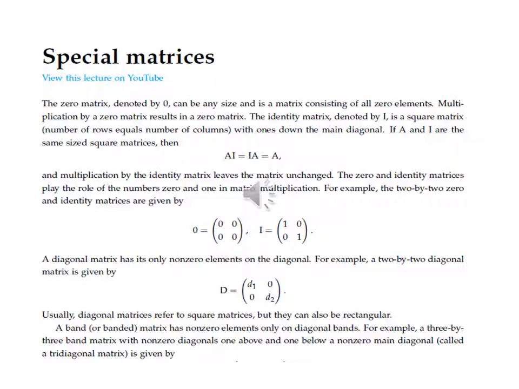For example, a 3 by 3 band matrix with non-zero diagonals, one above and one below a main diagonal, is called a tri-diagonal matrix and is given on the next slide. The matrix B is D1, A1, 0, B1, D2, A2, 0, B2, D3.